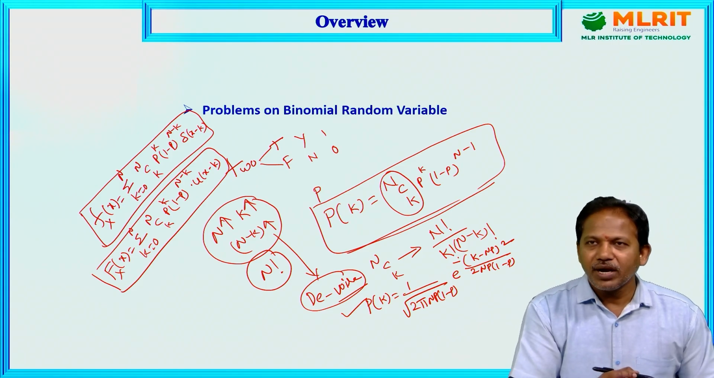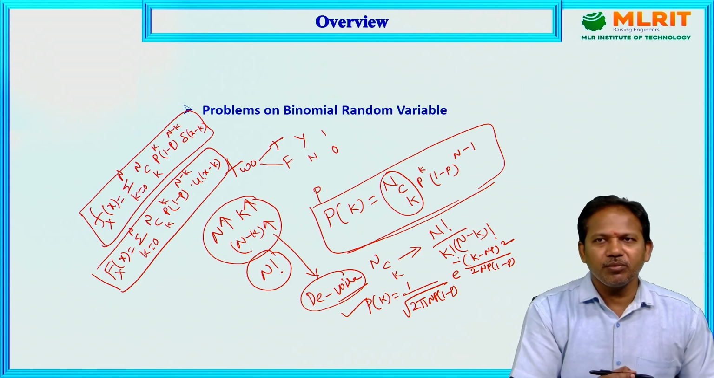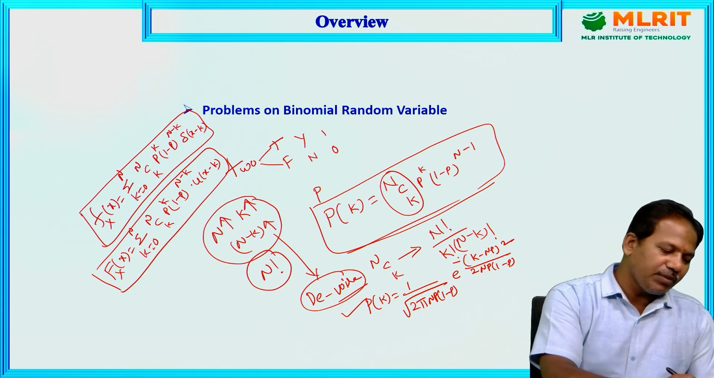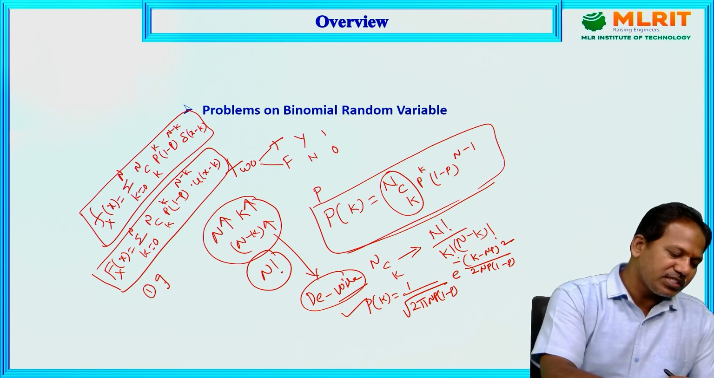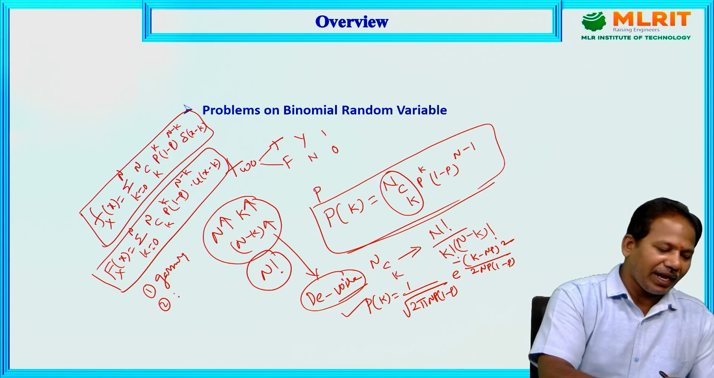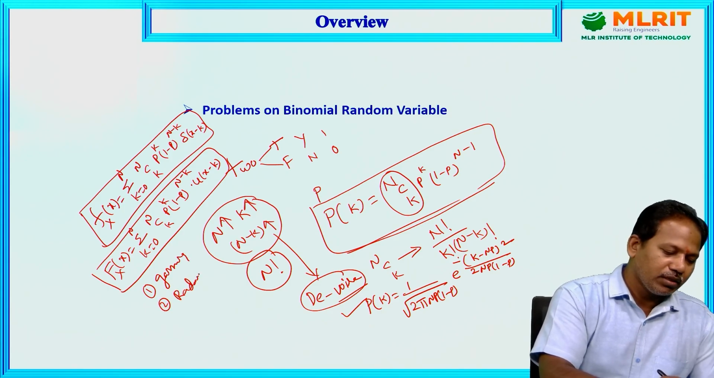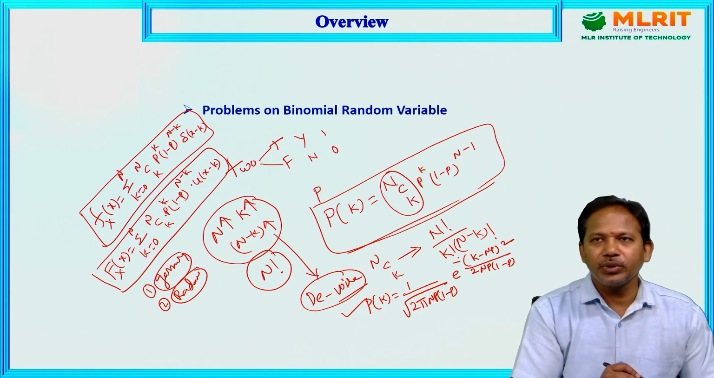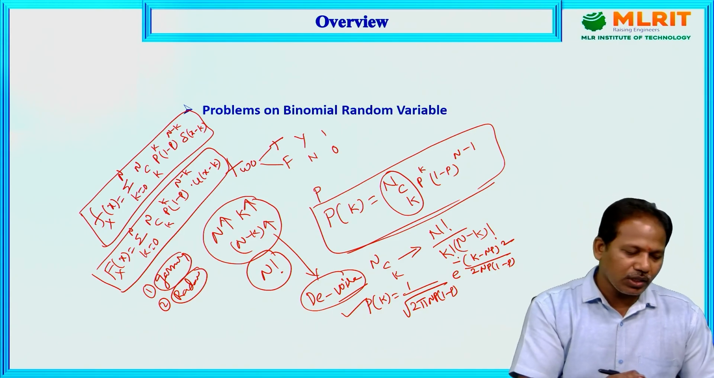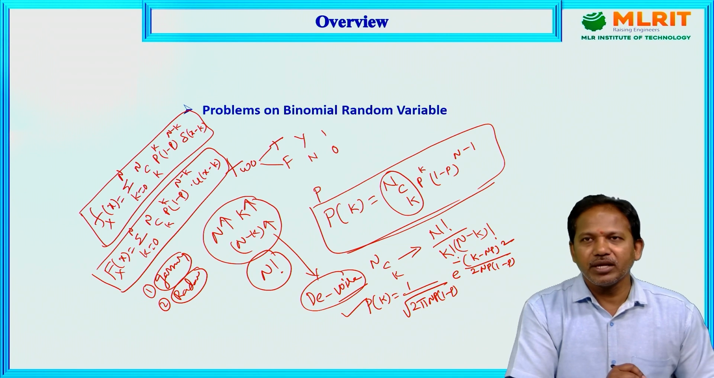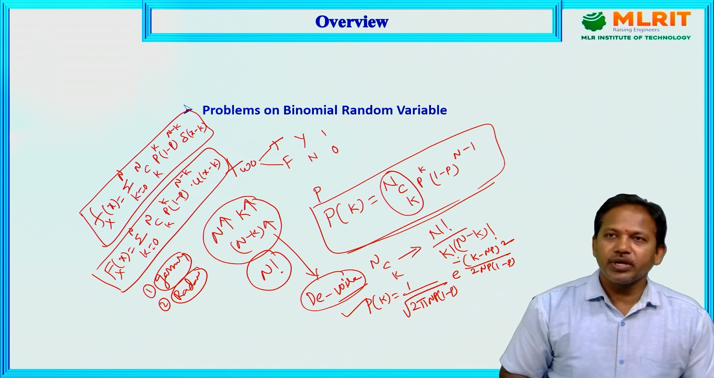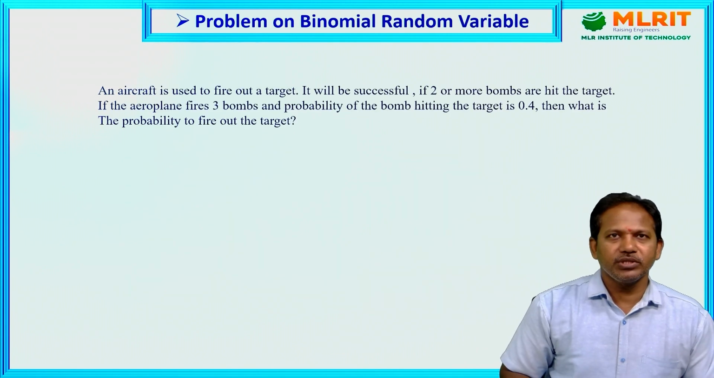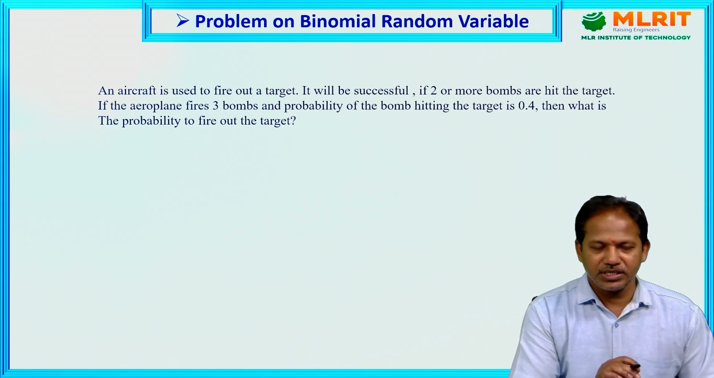What are the applications of this binomial probability distribution and density function? Mainly these are used for gaming chances and detection problems, radar and sonar. In these types of problems, we use binomial to detect in radar and sonar. Now we move to the problems related to binomial probability distribution and density function.